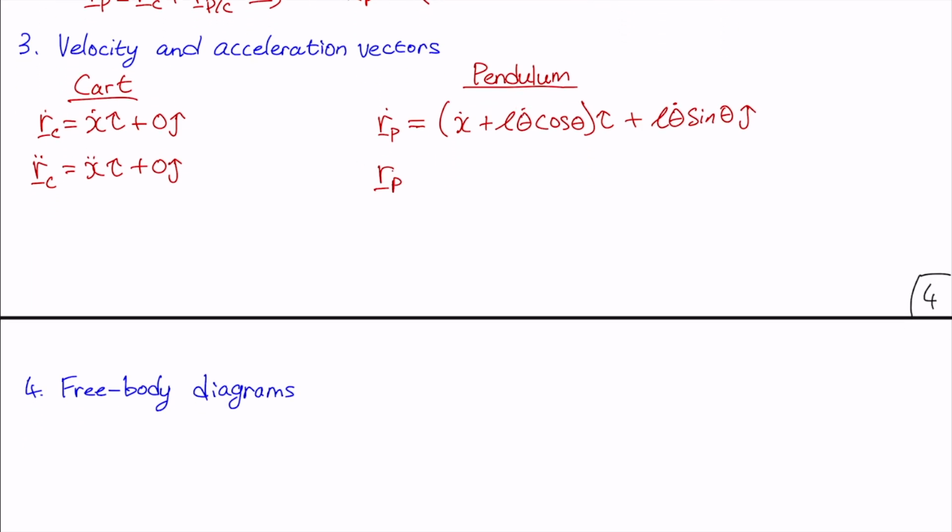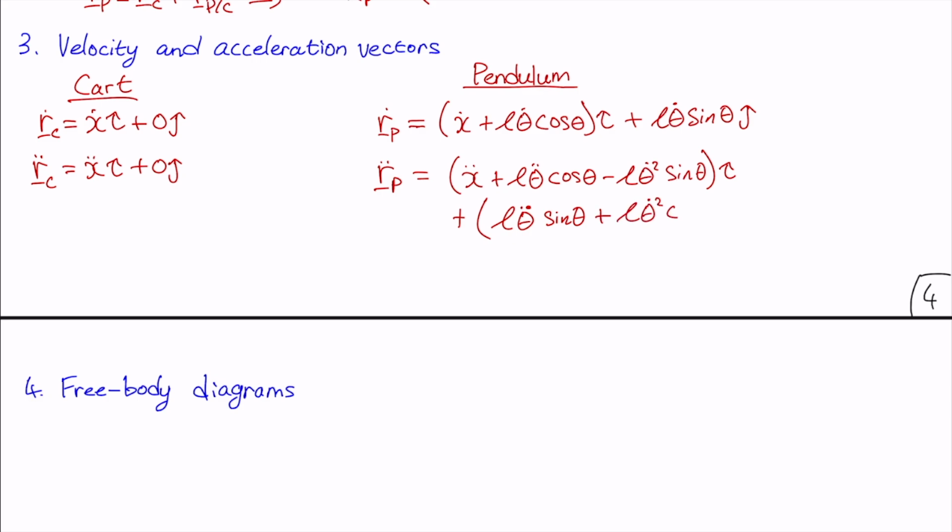And then the acceleration vector Rp double dot is going to be equal to x double dot. And now we have to do a chain rule or a product rule here for this next term. So we're going to get L theta double dot cosine theta minus L theta dot squared sine theta. That is in the i direction. And again, we're going to do a product rule in the j direction. In fact, I'm going to write that on the next line. So we're going to get plus L theta double dot sine theta plus L theta dot squared cosine theta in the j direction.